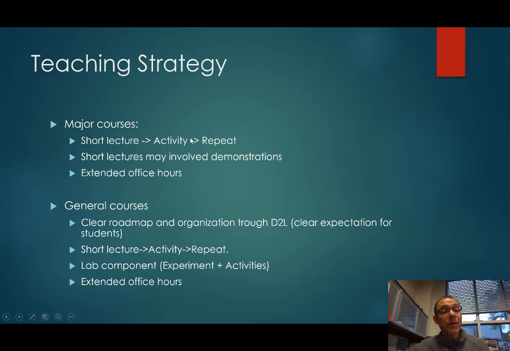So then, to summarize my teaching strategy for both general physics courses and major courses, I have short lectures, then a cycle of short lectures, and repeat. I try to organize my class through D2L, and then I set this roadmap for my students, and I show them what is there for them to do.